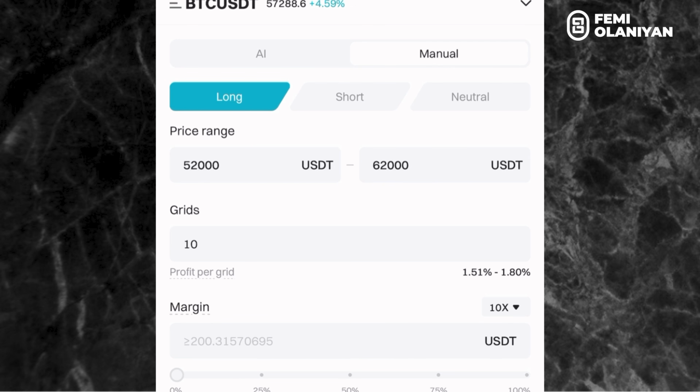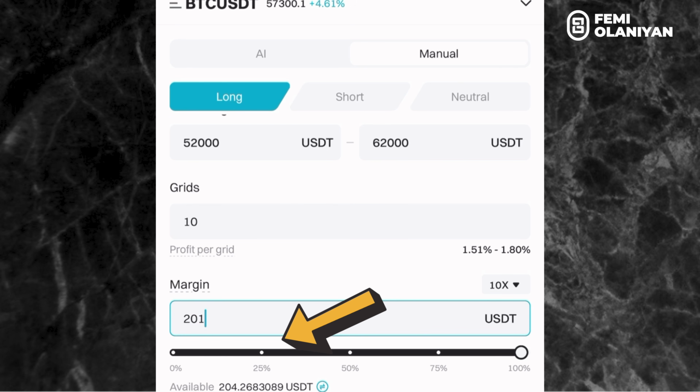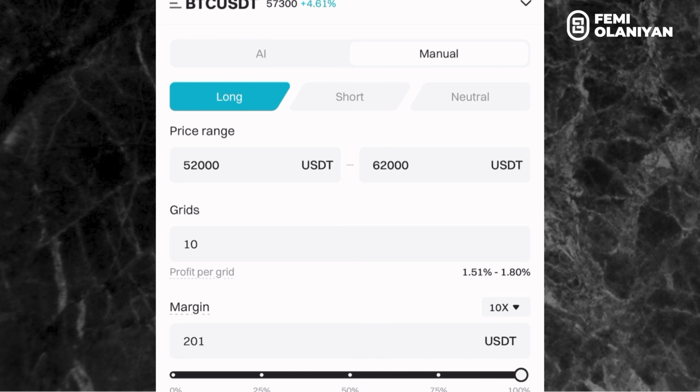So once you've seen all of that, just enter the amount you can invest. You can see the minimum I can invest right here is $200.3. So let me just put $201. So I'm investing $201, and you can see my leverage. Don't let me forget that. Remember, this is futures trading and you're using leverage. Now, for this, don't ever go above 10x leverage. You can go with 10x, 8x, 5x, and so on. But it's just advice. Don't ever go more than 10x leverage, please.